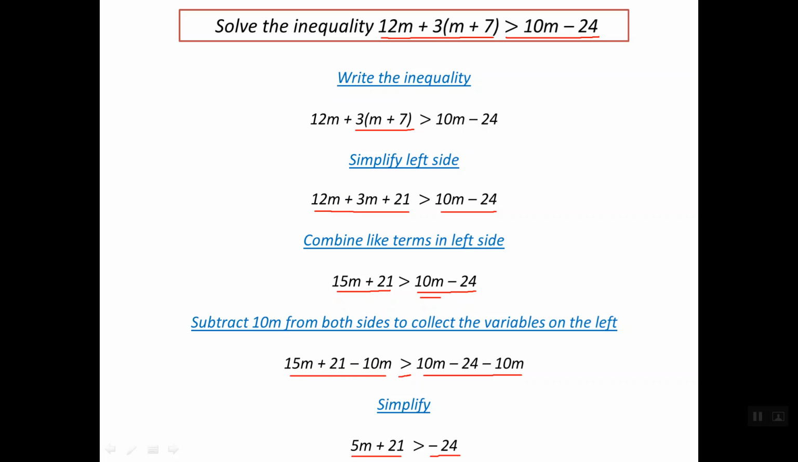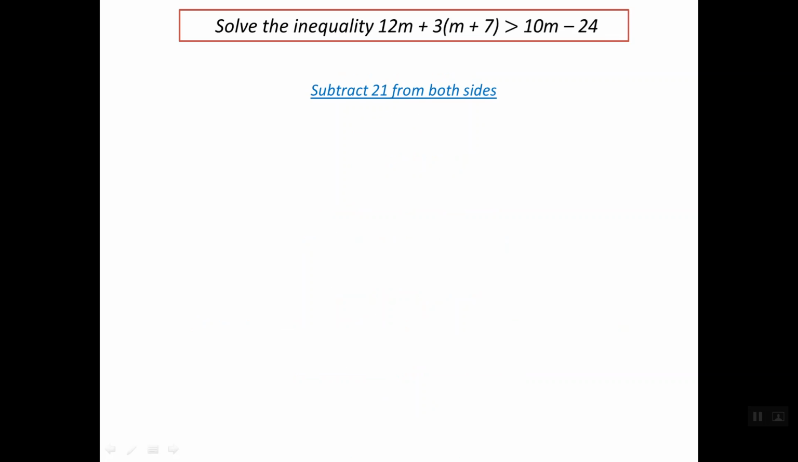So by this, we have the variable on the left side, but we first need to remove the constant term, which is 21. So simply we can subtract 21 from both sides. The left side becomes 5m plus 21 minus 21, and the right side becomes minus 24 minus 21. Now we can simplify. On the left side we have 5m, and on the right side we have minus 24 minus 21, which is minus 45.